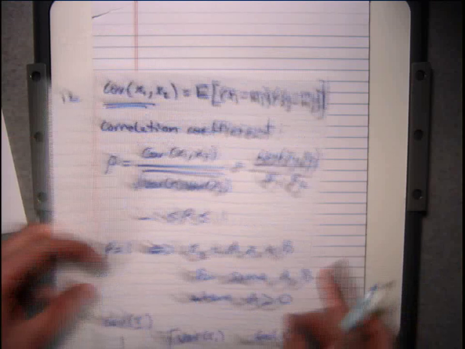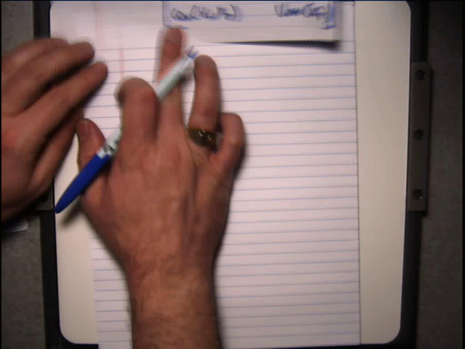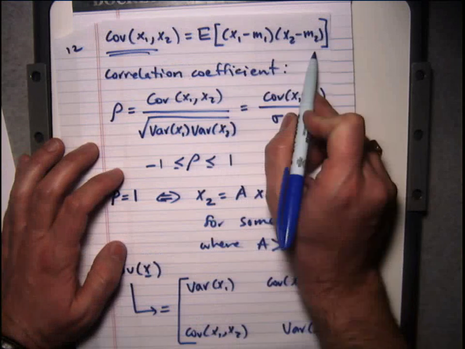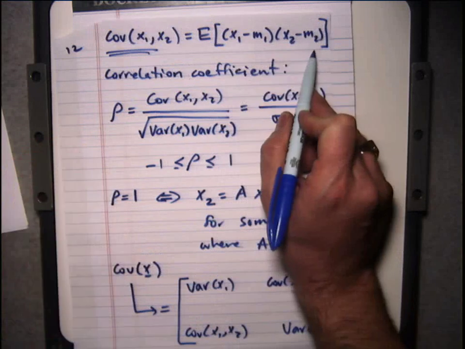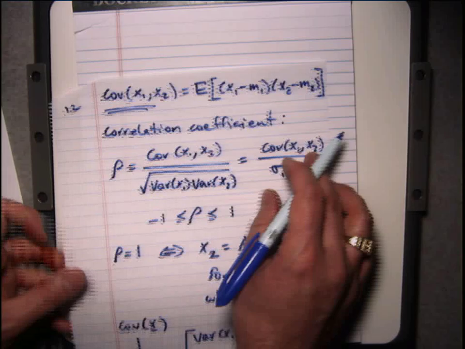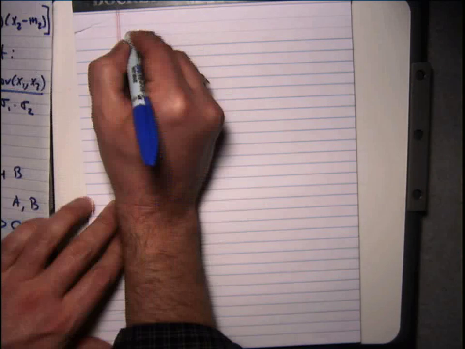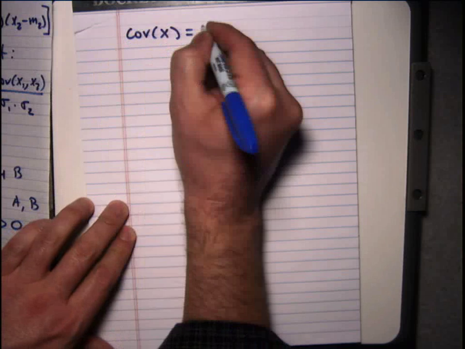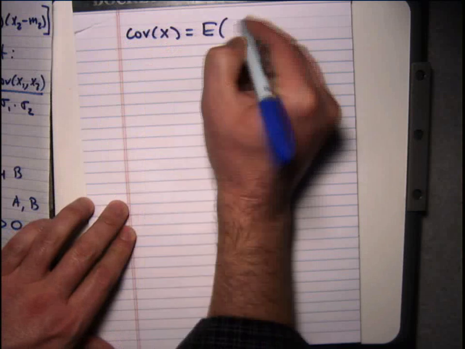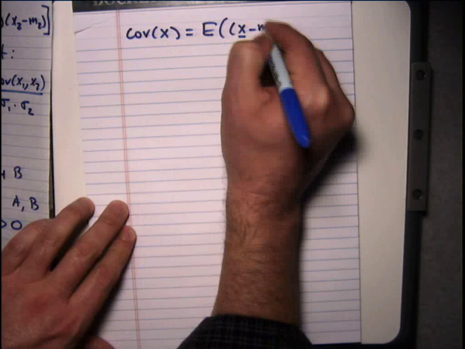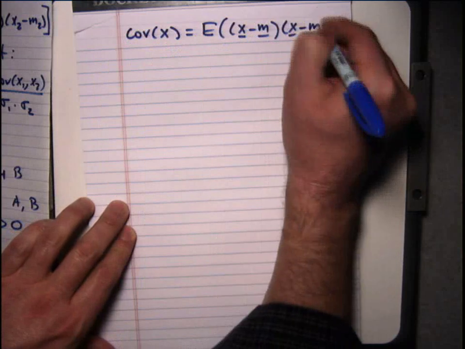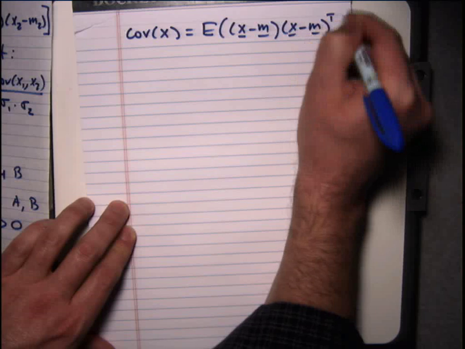Okay. We'll just put that up there. Remember, the expression for covariance is this, right? This is for the scalar covariance. For the vector covariance, the expression is very similar. The covariance of x is the expected value of x minus its mean times x minus its mean transpose.